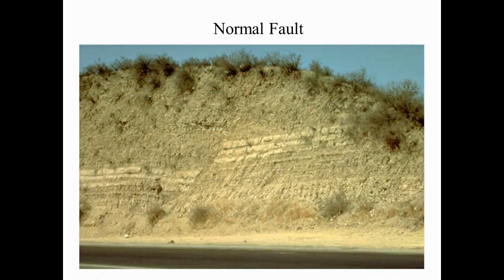So here we see a road cut showing a nice normal fault. This is the hanging wall, again, the block of rock that occurs above the fault plane, and the footwall, which is the block that occurs below the fault plane. And we see by the relative sense of movement that the hanging wall has dropped down relative to the footwall. Okay.